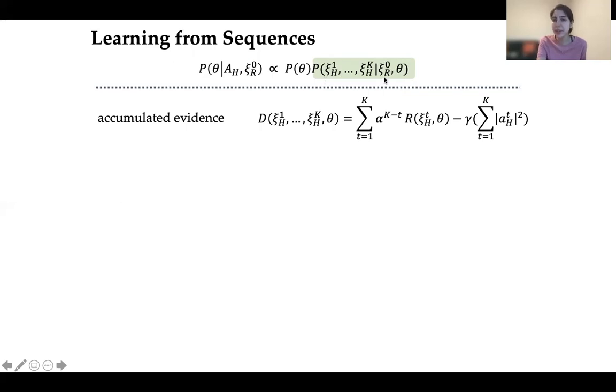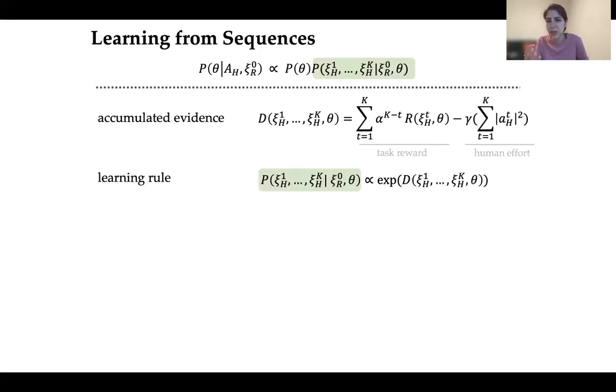The probability of the sequence of corrections that the human is providing is going to be proportional to some sort of objective that the human has in their mind. And the way we are writing that objective is based on this function D, which we refer to as accumulated evidence, which is a combination of the reward of the trajectories, like how good each trajectory is, these are task rewards, as well as the effort that the human is putting in each one of these trajectories, because the human wants to minimize their own effort, so they're going to put in as minimal effort as possible to generate that. And we're going to have a set of hyperparameters to weigh these two together.